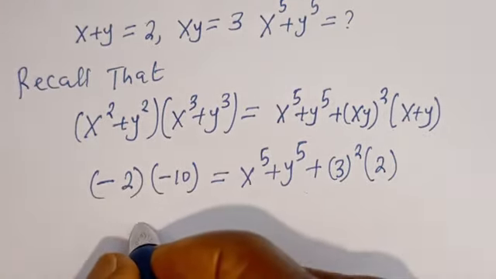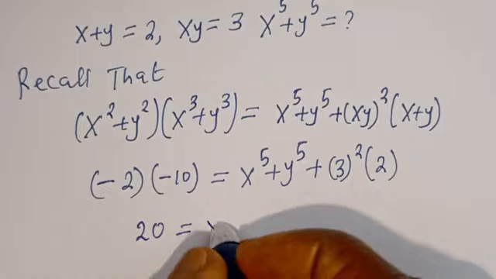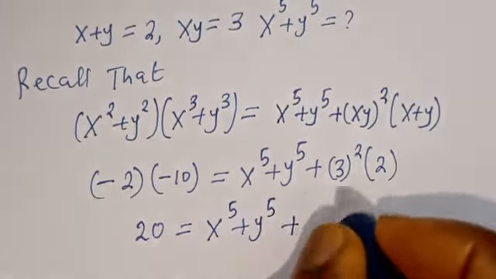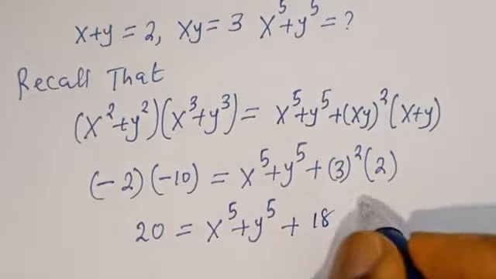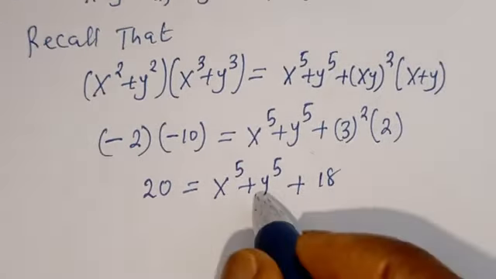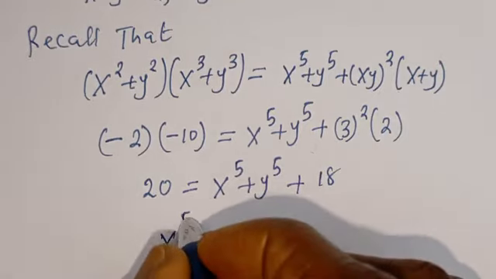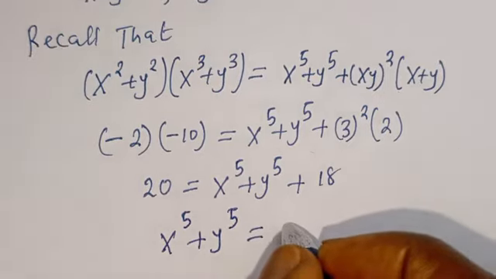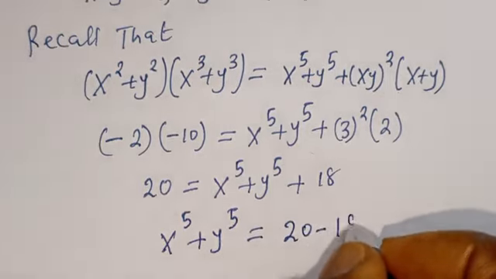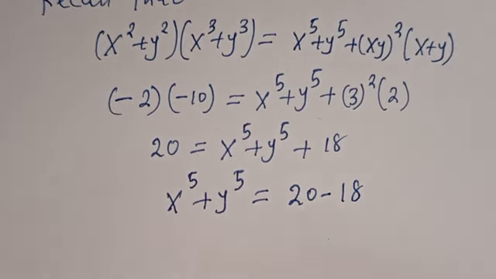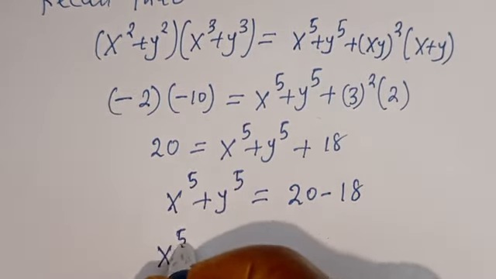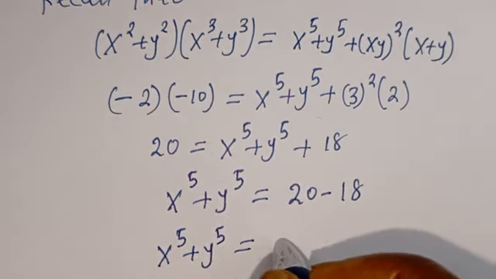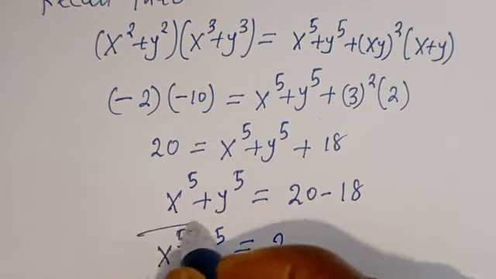Minus 2 multiplied by minus 10, that is 20, is equal to x to the power of 5 plus y to the power of 5 plus 3 square, that is 9 times 2, 18. Then from here, x to the power of 5 plus y to the power of 5 is equal to 20 minus 18. Then x to the power of 5 plus y to the power of 5 is equal to 2. And this is the final answer.